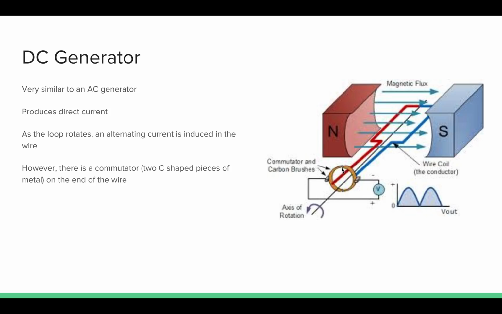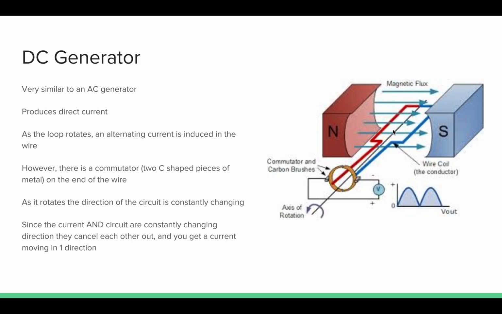Okay, so they don't connect. That's the important part. They do not connect. So as the wire loop and the generator rotate, the direction of the circuit is constantly changing. We know that it's just physically moving, and so the direction is changing. Since the current and the circuit are constantly changing direction at the same time, they cancel each other out. And as a result, you get a current moving in one direction.